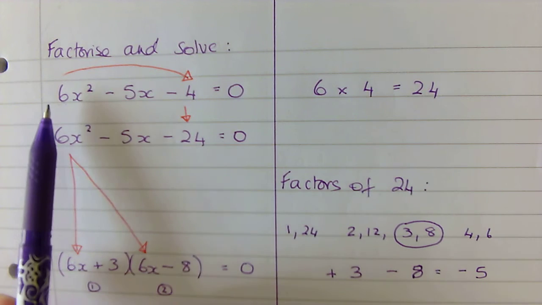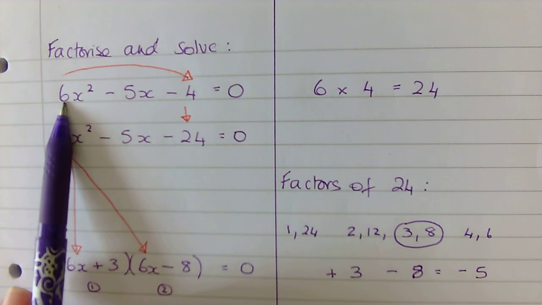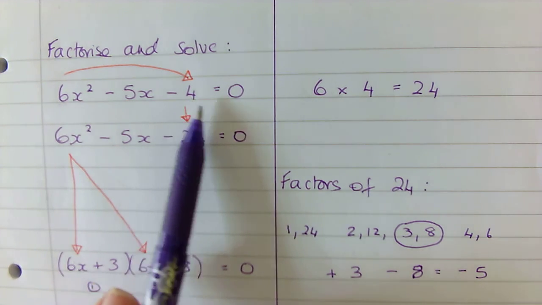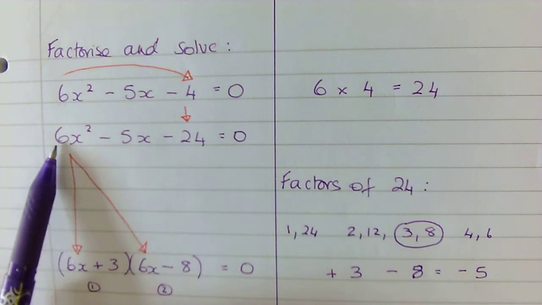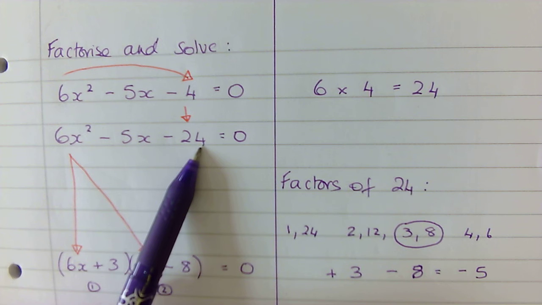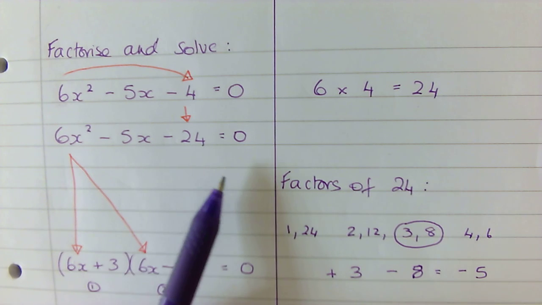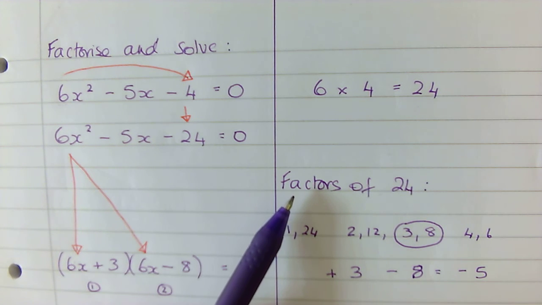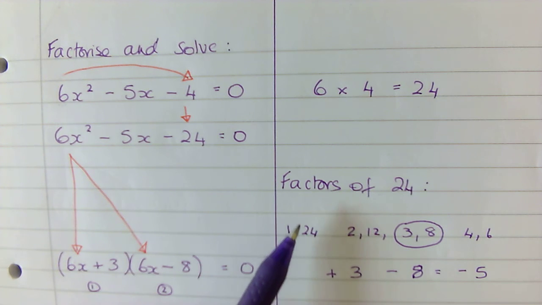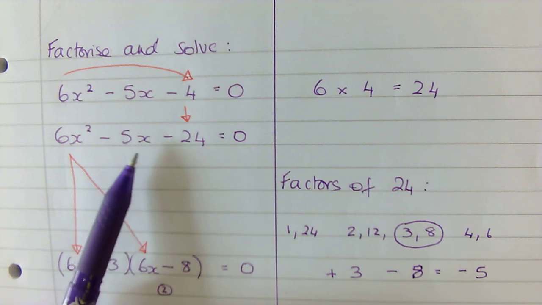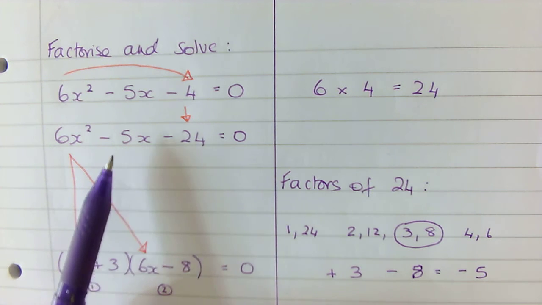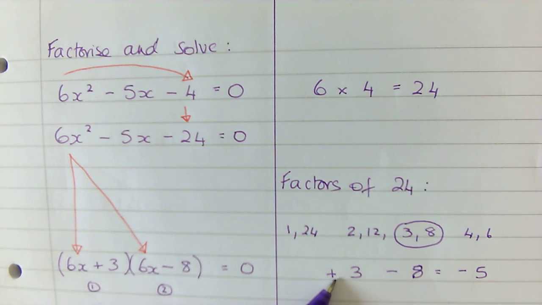Okay, so the first thing is to multiply the 6 by the 4, which gives us 24, and write that down with no other changes. And then consider the factors of 24. And in this case, it's going to be the 3 and the 8 that enable us to make this -5. And to do that, we need +3 and -8.